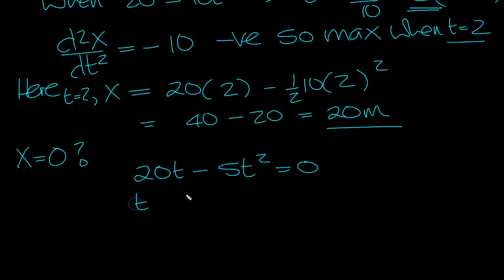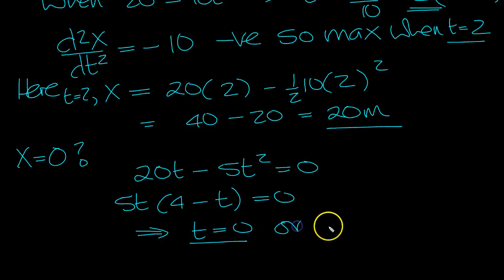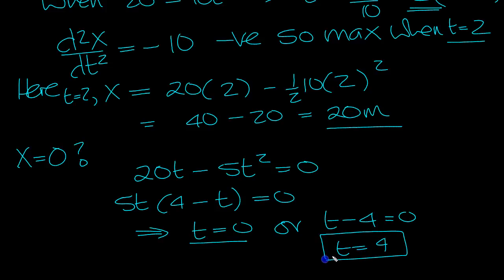Take a t out as common. There's also a 5 common. We're left with 4 minus t. 20t minus 5t squared. That tells us that either 5t equals 0 or t minus 4 equals 0. And that gives t equals 4. Okay, so the answer then is t equals 4, because you start with it at 0. So t equals 4 seconds, presumably.